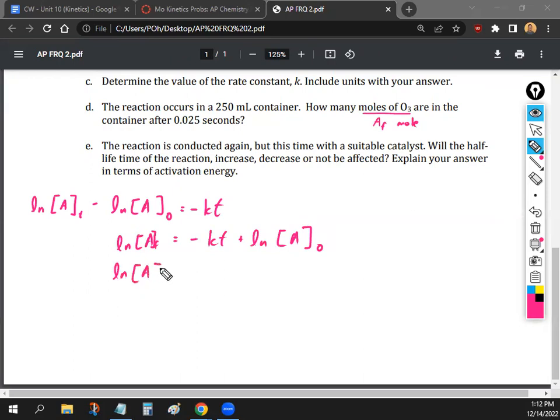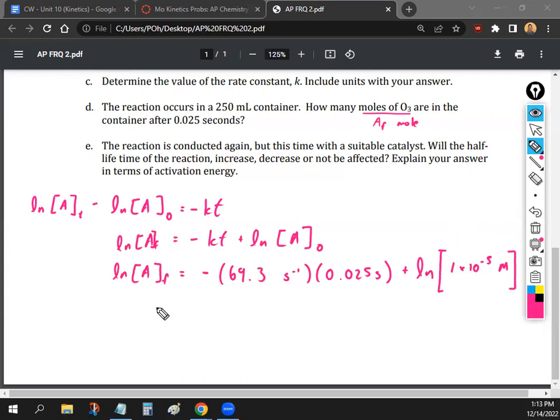So the natural log of the final concentration is going to be equal to negative, and then our rate constant is going to be 69.3 per second times 0.025 seconds, which is the time that we are interested in, plus the natural log of the initial concentration. And the initial concentration is 1 times 10 to the negative 5 molarity. Any questions on why we plugged in those numbers for each value? Everybody good with that? This value right here is basically what you started with in the graph, just the number at the very top.